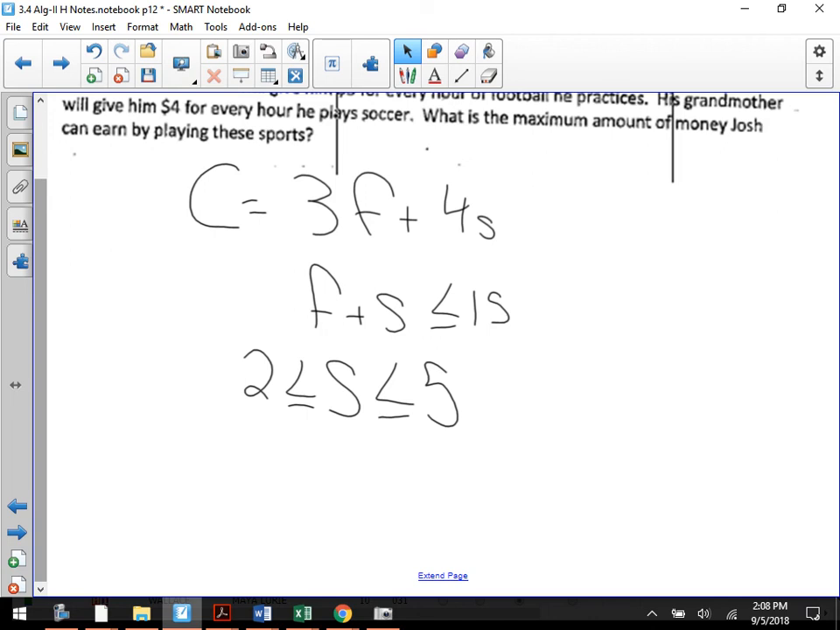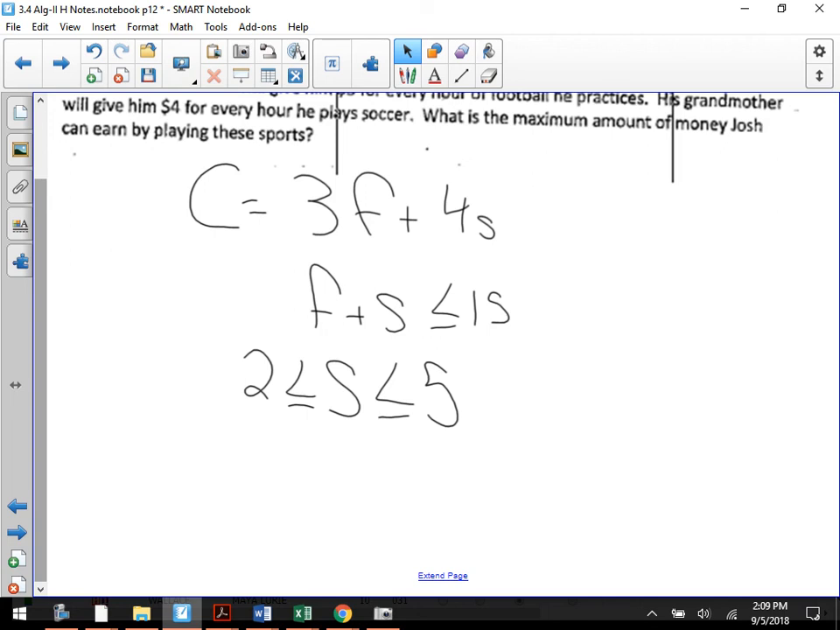Could you practice them both for 6 hours? Can I practice them both for just 2 hours if I wanted? Can I practice 18 hours? No, you ran out of time. You only have 15 hours total available.